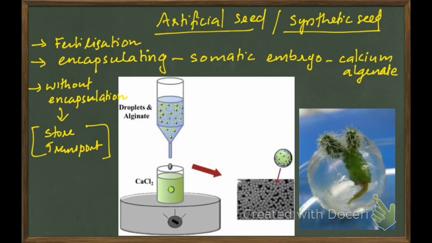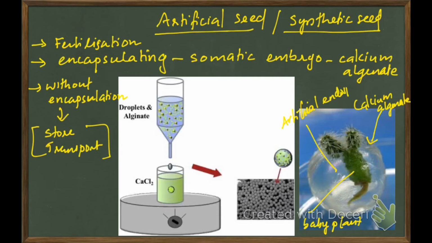Our calcium alginate coated artificial seed is also like seeds. You can see a figure here. This part is calcium alginate, and you can see a growing embryo here. This is actually what we can call a baby plant. It is growing now, and in this there is an artificial endosperm. Artificial endosperm is nothing but the medium.